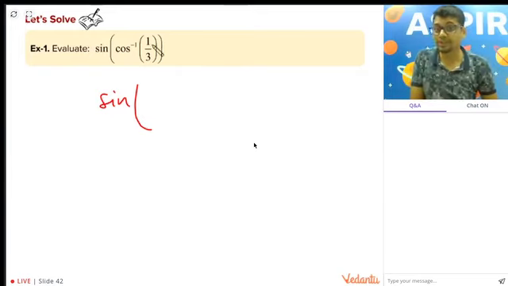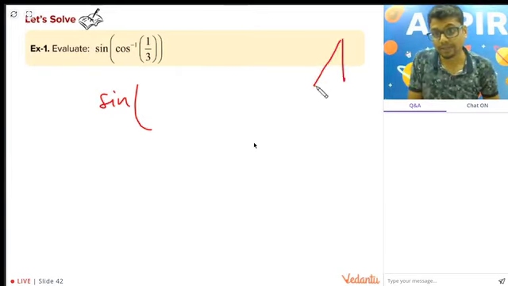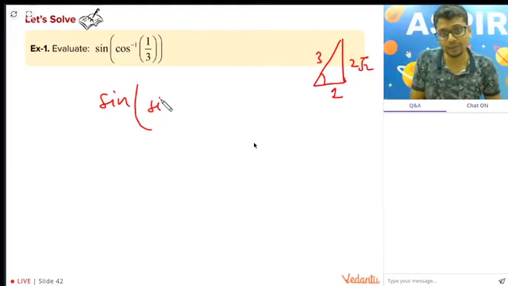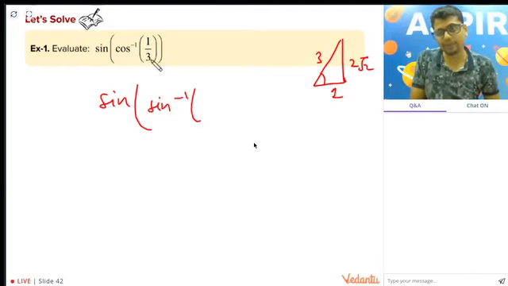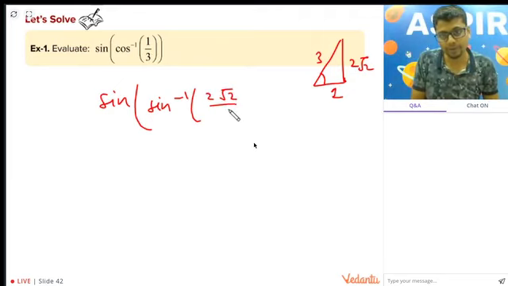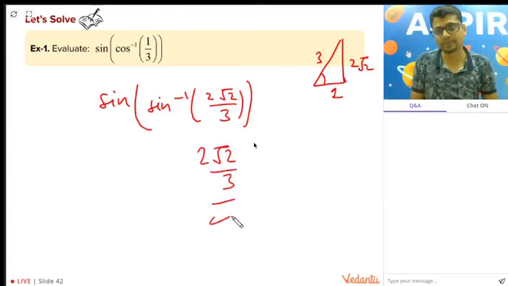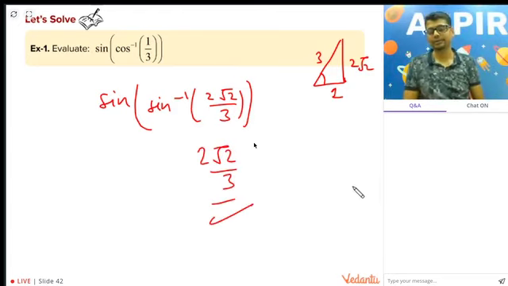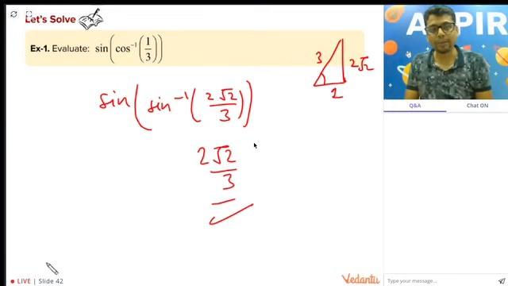Cos inverse 1 by 3, right? It is like this. 1 is base, 3 is hypotenuse. So what would the perpendicular be? It would be 2 root 2. It is positive, so sine inverse, perpendicular upon hypotenuse. And what about sine of sine inverse this? 2 root 2 by 3. Khatam. Right? Let me take a quick poll, in case there is doubt, please ask.